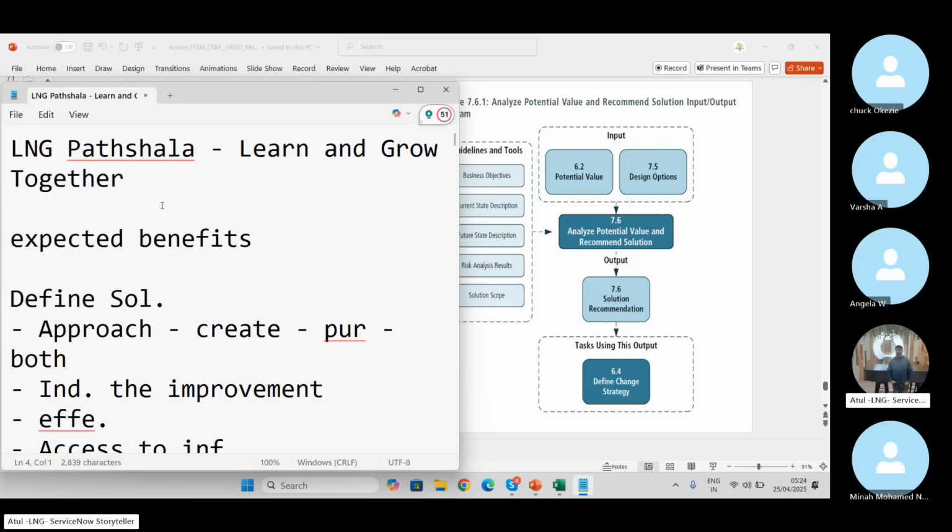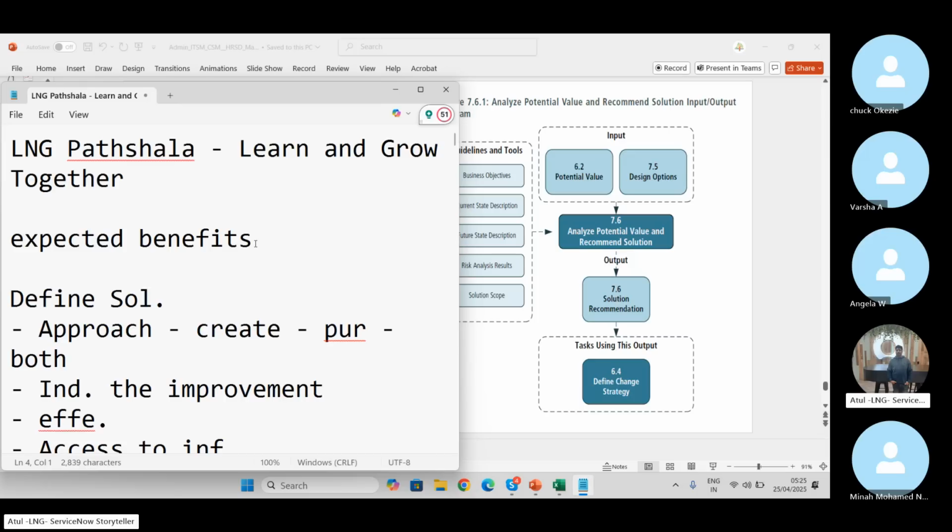Expected benefits. Why am I doing this training? Because if I take this training, number one, it will increase my knowledge. Number two, it will give me content. Number three, it will give me a network as well. Expected benefits. So it is important to understand very clearly what the expected benefit is.